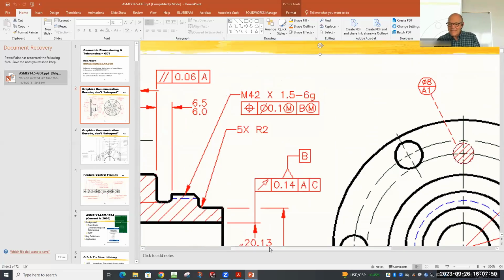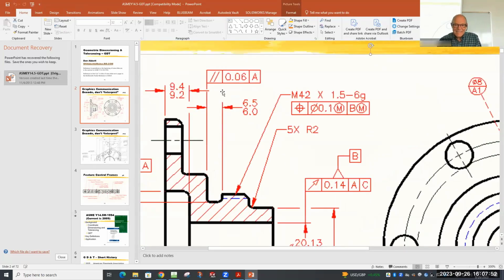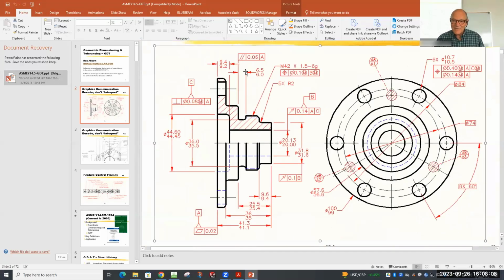Parallelism. Well, what is that telling me? This is not lined up with a dimension. It's lined up with a surface. That surface goes all the way around the part. And that surface in this particular case is that surface right there. That surface has to be parallel to A. So again, I have to know where A is in order for that to make sense. And if I look at that and then find A is here, then the question I ask is, is it possible for those two to be parallel?